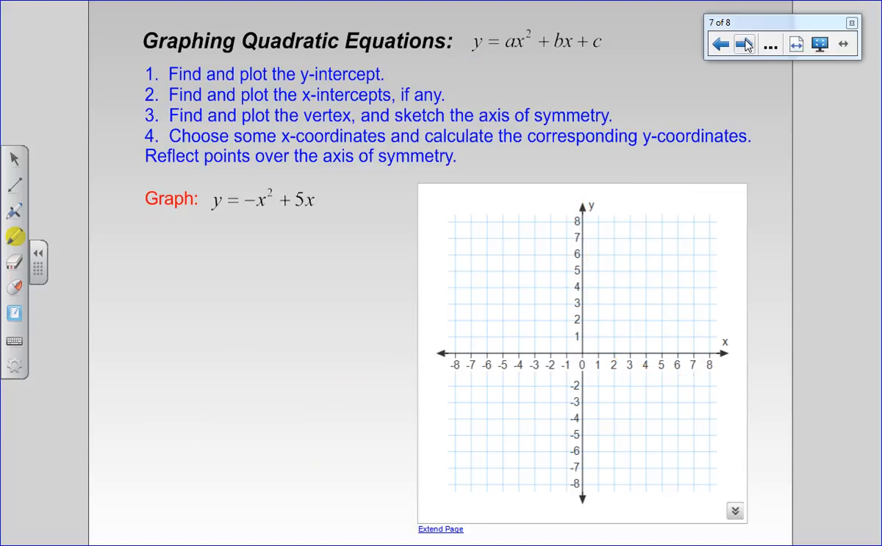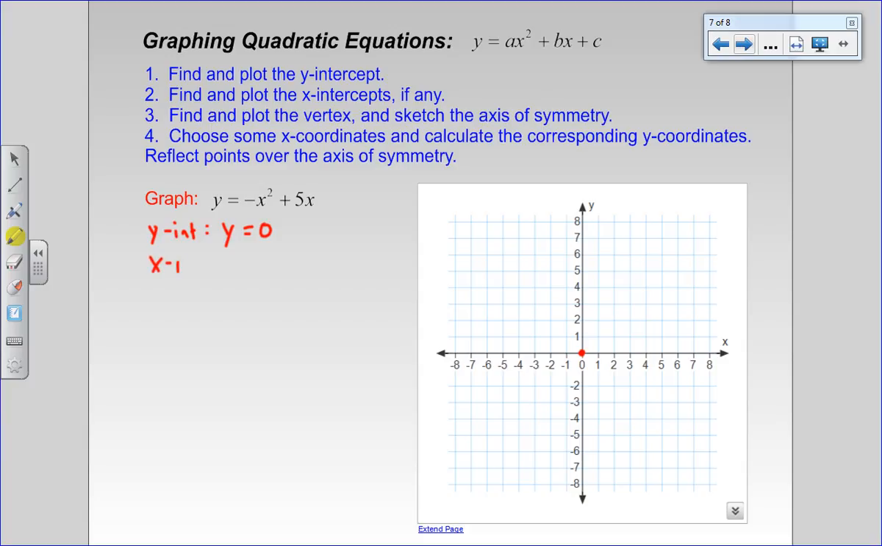Let's move to a second example, y equals negative x squared plus 5x. Once again, we can begin by identifying the y-intercept. In this case, if we let x equal 0, then we see that y also equals 0. So the point (0, 0), the origin, is the y-intercept of the parabola.